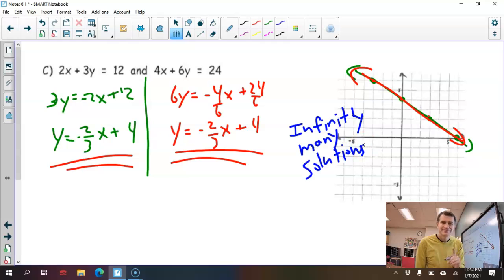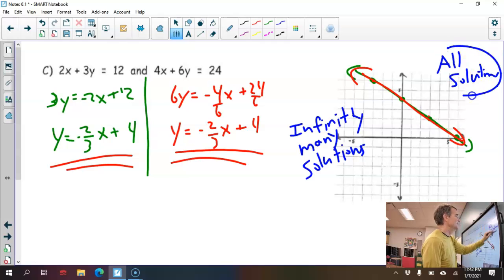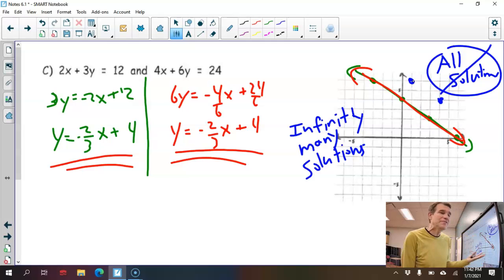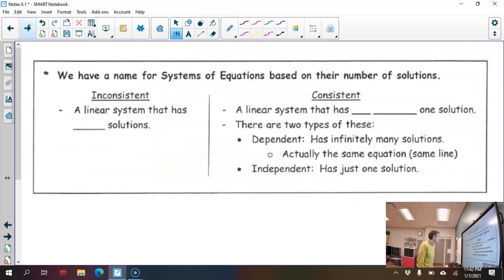Notice, this is a mistake many people make. The answer is not all solutions, right? This is not the answer because, for instance, this ordered pair right here is not a solution. This ordered pair right here is not a solution. The solutions are all the ordered pairs that are on both lines, which is infinitely many, but not all ordered pairs are solutions.